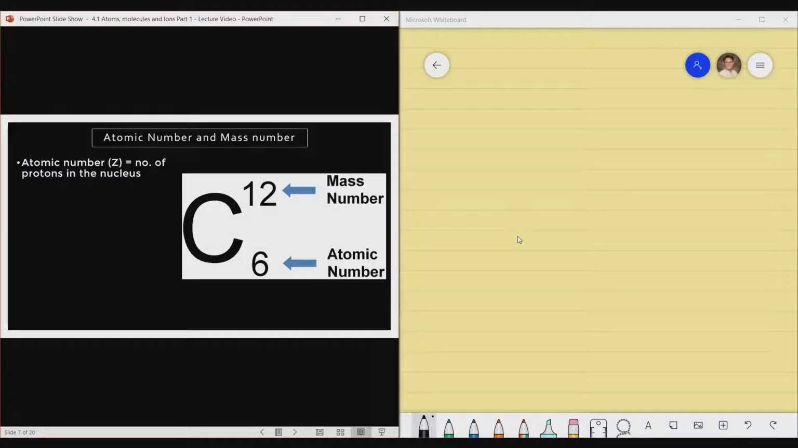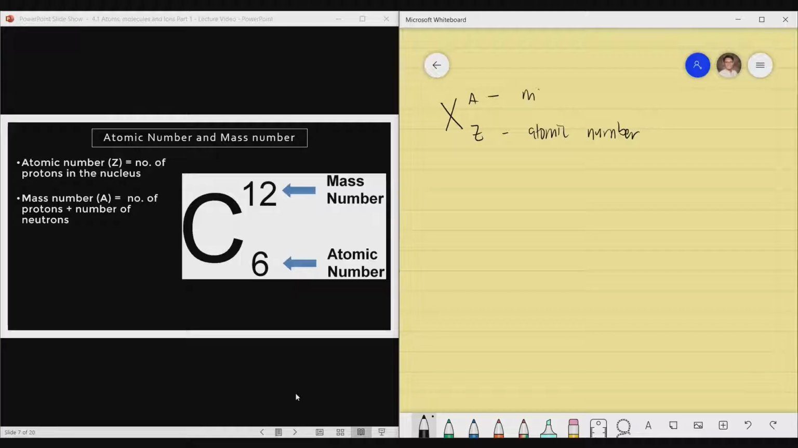So let us assign X as any element. Okay, and then atomic number is Z. That will be your subscript. So this will be your atomic number. I'm just writing the format. And then A, this will be your mass number. That will be the one at the superscript. Okay, by definition, we know that atomic number Z is equal to the number of protons within the nucleus. Okay? And then mass number, letter A, the number of protons plus number of neutrons within the nucleus.